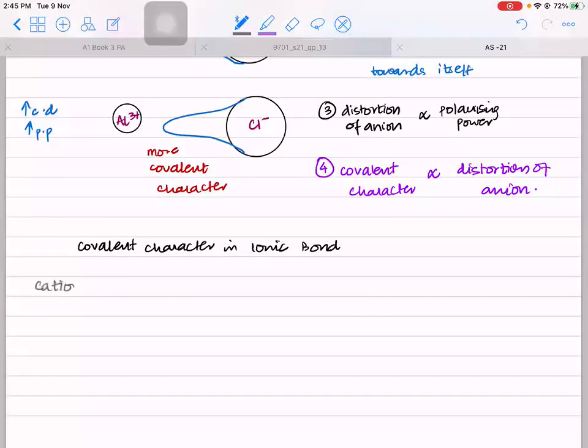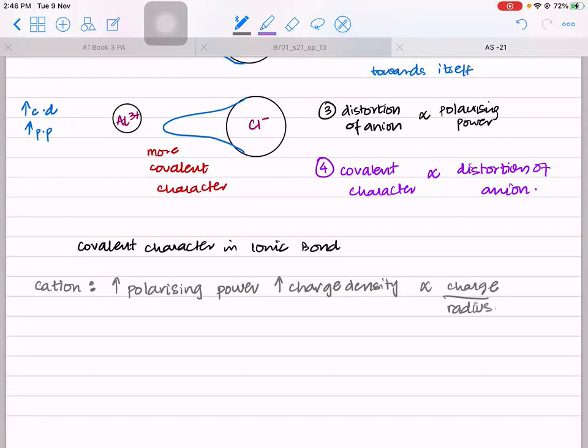The cation should be able to pull the electrons, and to be able to pull, it should have high polarizing power, and for that it should have high charge density, which means high charge and small radius. But I told you, it doesn't depend on just one guy. It also depends on the anion. It should be willing to give the electrons.